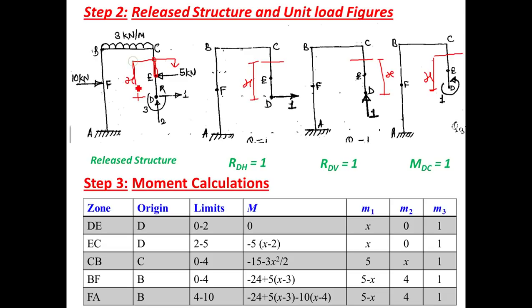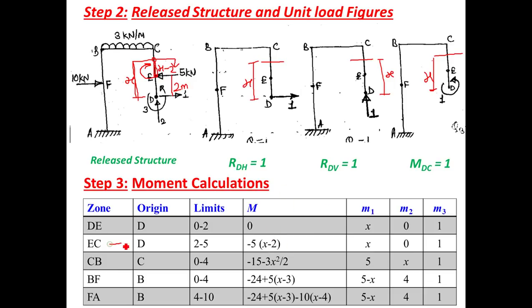Now this total distance is x. So if you minus this 2 meter, this distance is 2 meter. If you minus this from x, x minus 2, we will get this distance. So this is x minus 2. So what is the moment of 5 kilonewton? 5 into x minus 2. It is clockwise in nature. So minus. So minus 5 into x minus 2.